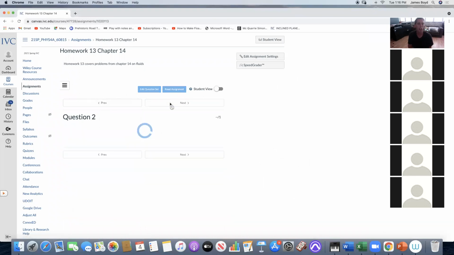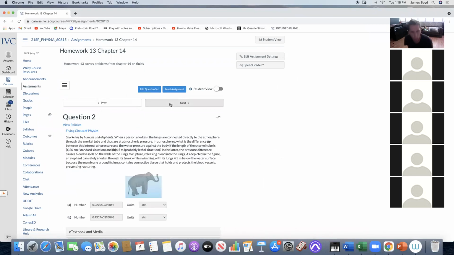Okay, so for 2, we have a snorkeling elephant and a snorkeling human. They want the difference in air pressure against the body for a 30 centimeter snorkel. So you're assuming that 30 centimeters and 4.5 meters.